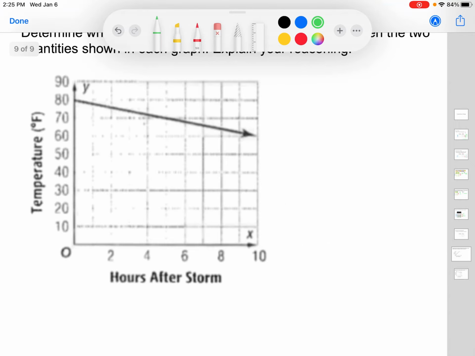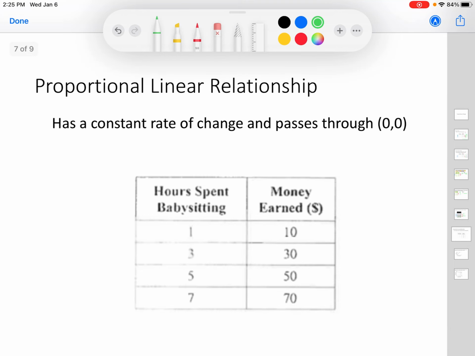All right, now let's look at proportional linear relationships. So this still deals with constant rate of change. What this is, it has a constant rate of change and it passes through 0, 0. So what that means is when we calculate our constant rate of change, just like we've been doing, we'll go kind of quick through this one.